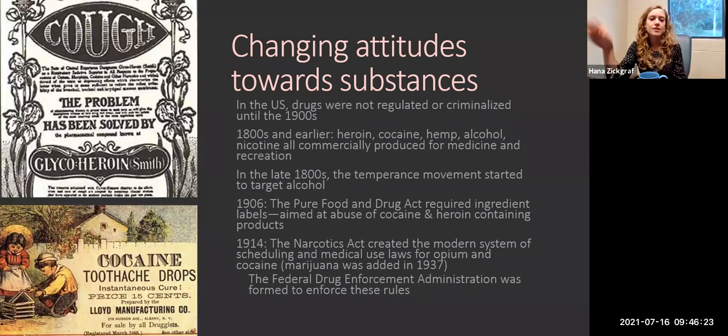So in 1914, the Narcotics Act was passed kind of on top of the Pure Food and Drug Act to increase the regulatory control that the government has over drugs. And this was when the modern system of scheduling was created. So Schedule 1, 2, and 3 drugs organized according to their supposed addictive potential and dangerousness. Schedule 1 was developed for opium and cocaine, so the same products that were being abused in over-the-counter medicine. Marijuana wasn't scheduled until 1937.